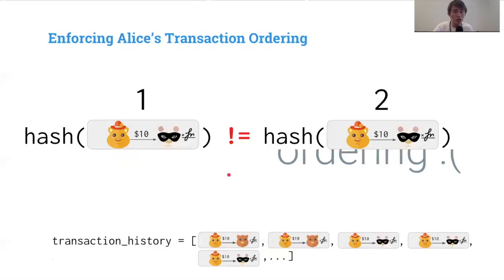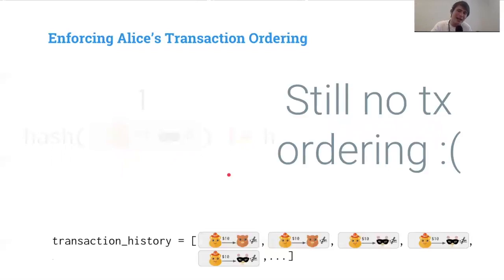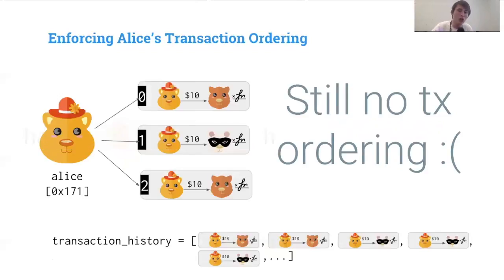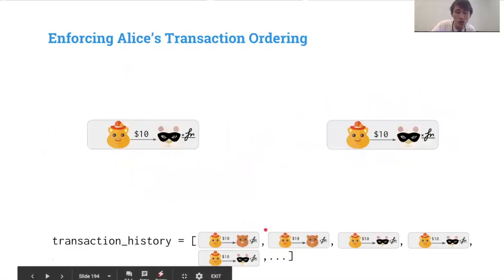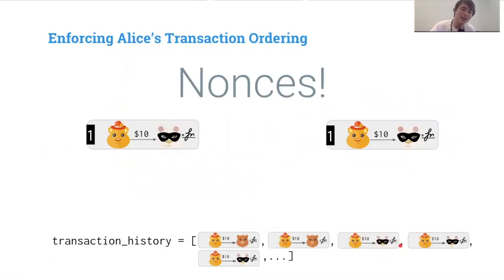It's a function. So the problem is that doesn't actually give us transaction ordering. Notice that we wanted these transactions to be, first send to Bob, then send to Eve, then send to Bob. We would not get that if we just did this hash thing, because these are 2 different transactions. So at least it would protect against these 2. However, what we can do is we can use nonces. So this gives us both the transaction ordering property and it protects us against the resubmission of transactions.